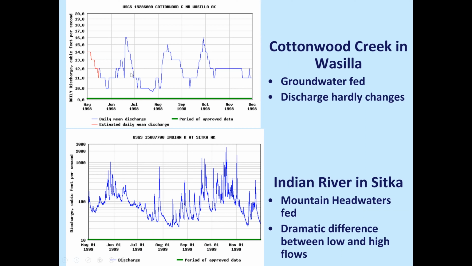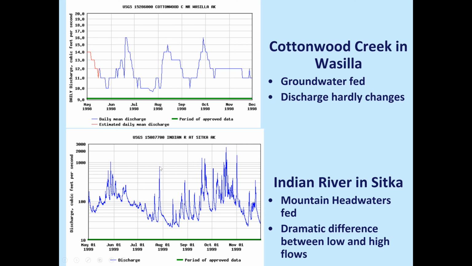It barely changes. Whereas on the Indian River in Sitka, I think this is one that Sean Egan might have referred to yesterday when he was talking about that 2015 and 2016 low water, high temperature event. It's a mountain precipitation fed system where it has a lot of variability throughout the year as precipitation events occur.